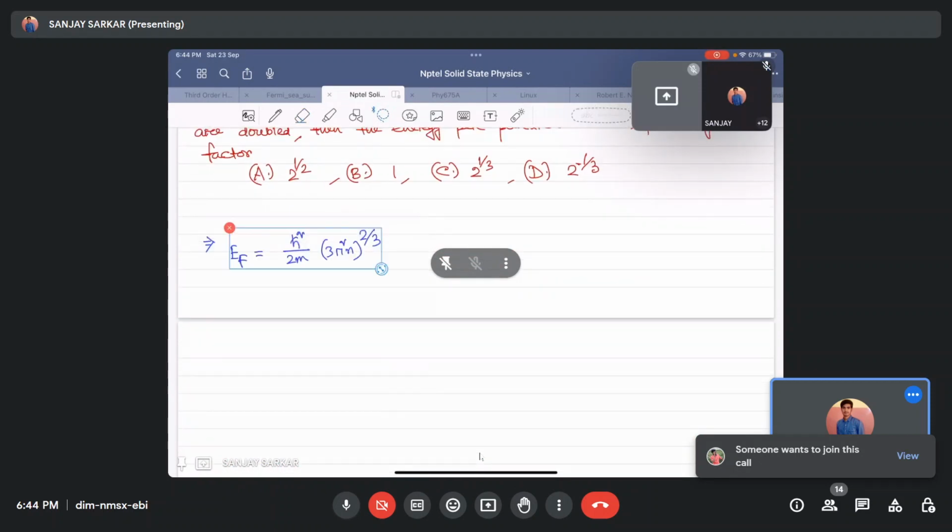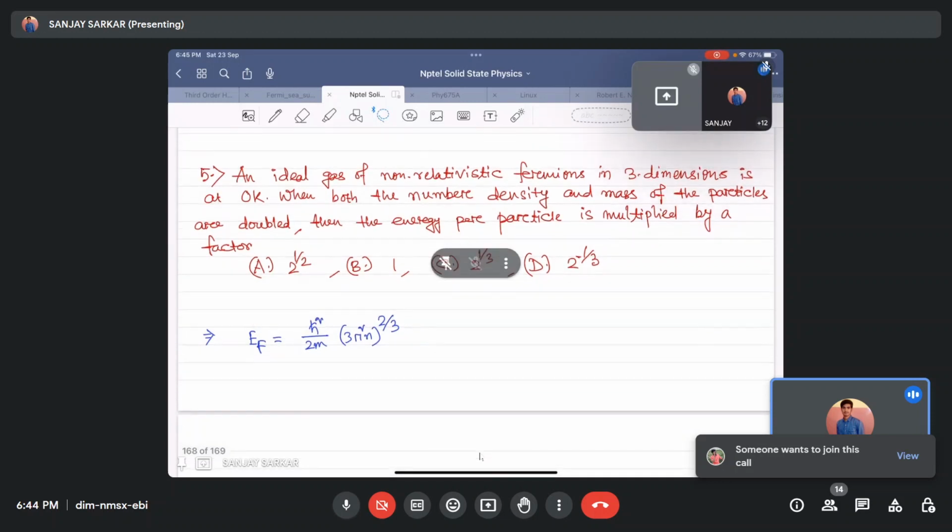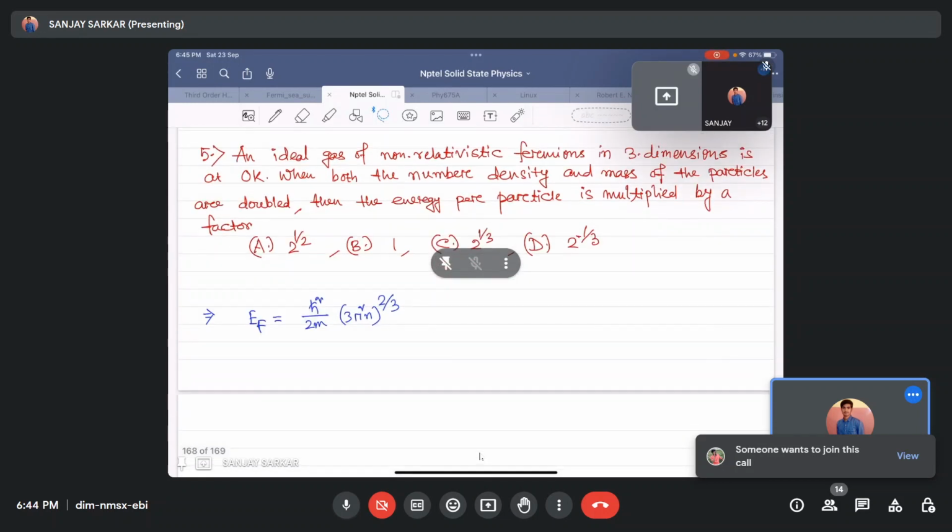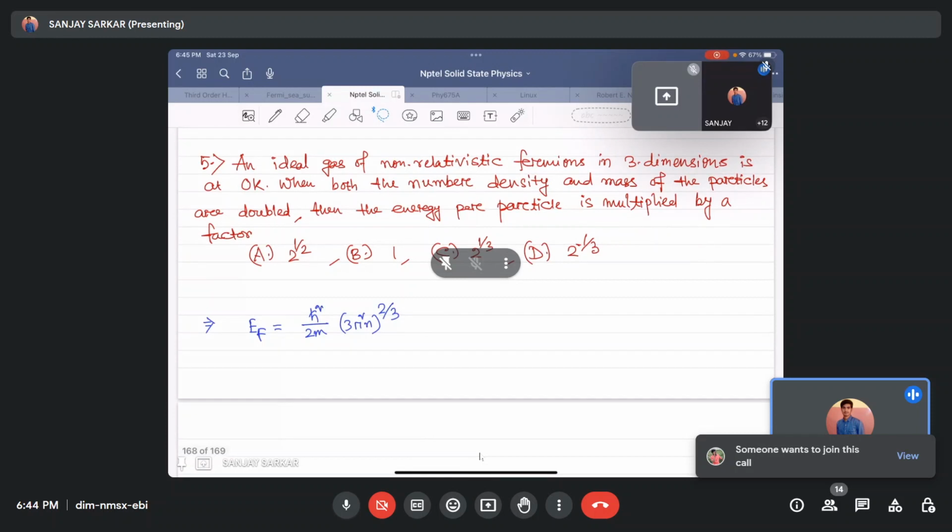So yeah, in 3D this is the relation of Fermi energy with density. It says that if both the number density and mass of the particles are doubled, then the energy per particle is multiplied by which factor? Energy per particle. Okay, so this is not actually what we were looking for. We had to calculate the density of states first. Let me show you.